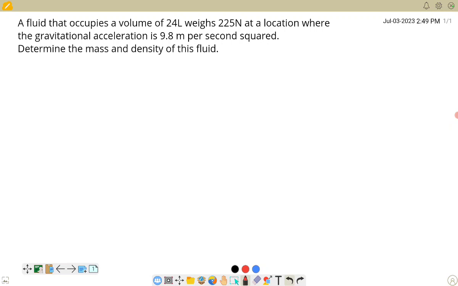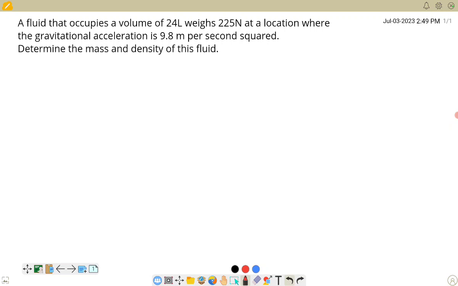And we're just going to be doing example problems from fluid mechanics. So here's an example problem for today. A fluid that occupies a volume of 24 liters weighs 225 newtons at a location where the gravitational acceleration is 9.8 meters per second squared. Determine the mass and the density of this fluid.